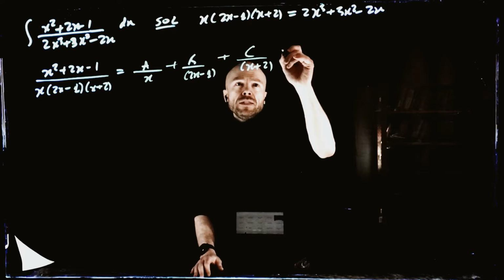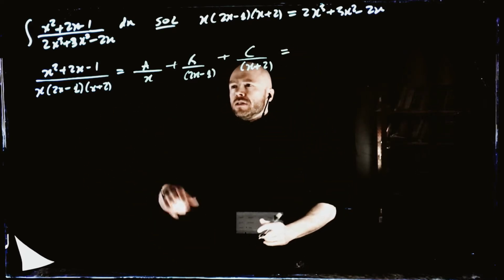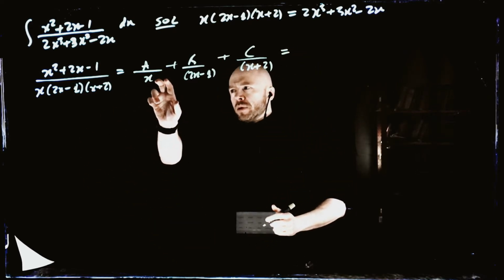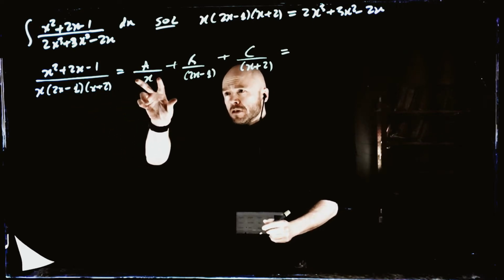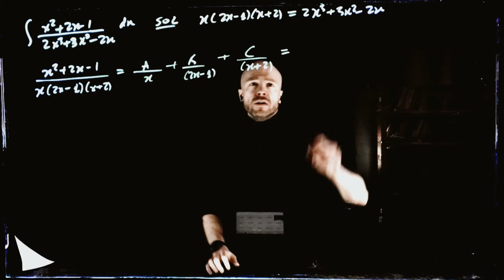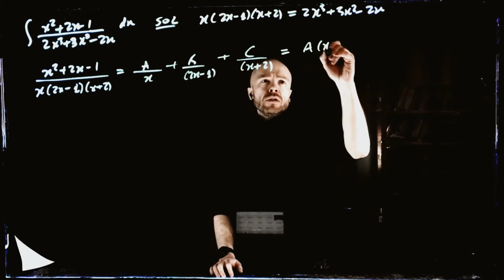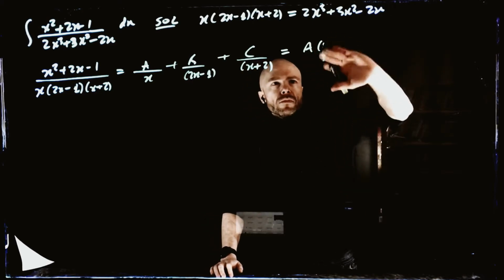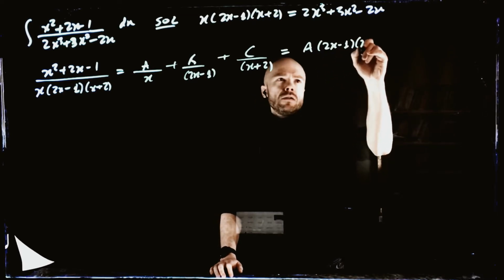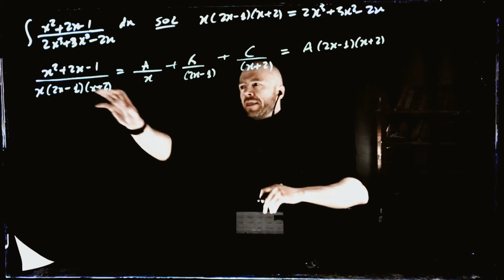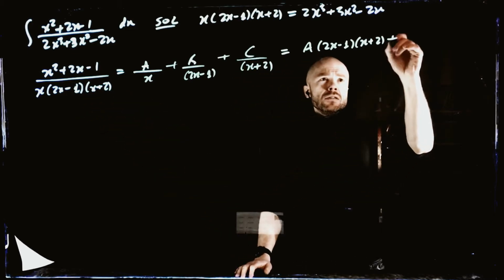And then we make the denominator the same in order to try and find these coefficients, right? So let's multiply top and bottom here by 2x minus 1, x plus 2 to make the denominator of this expression the same as this one, right? So if we do that, we're going to have a times 2x minus 1, x plus 2, and then the denominator is the same. So we're going to put the denominator the same everywhere.